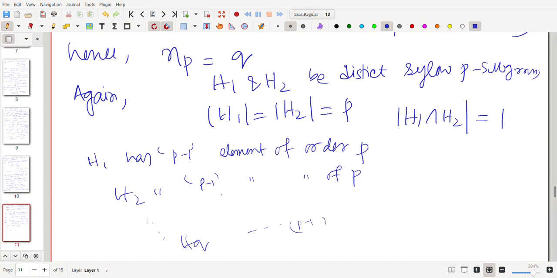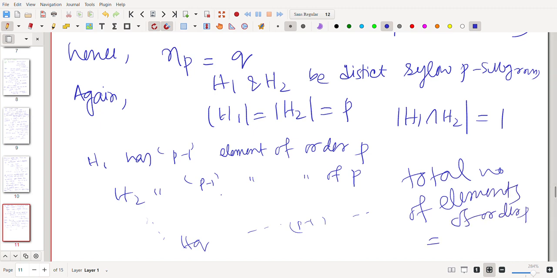So there are exactly q many subgroups, each with p minus 1 elements. So the total number of elements of order p is basically q into p minus 1.